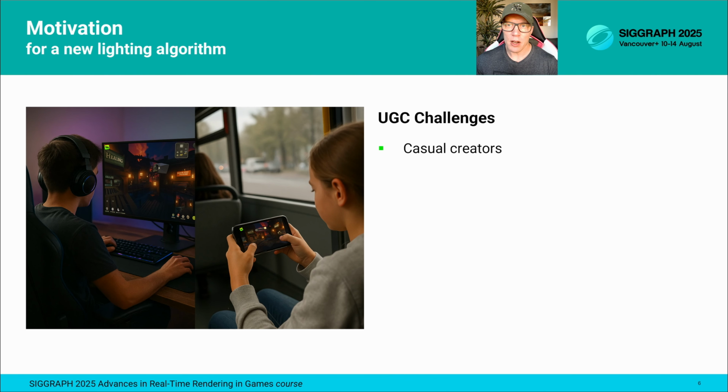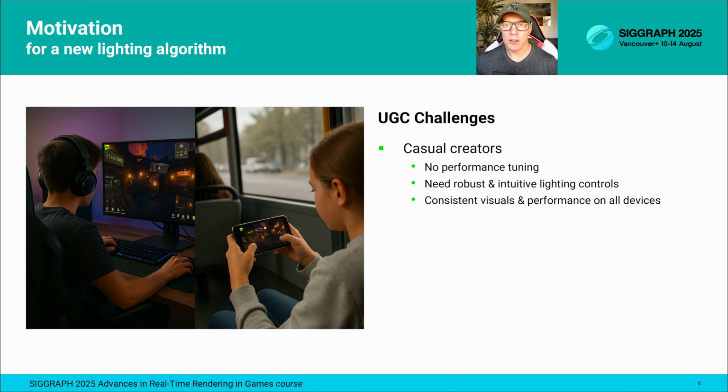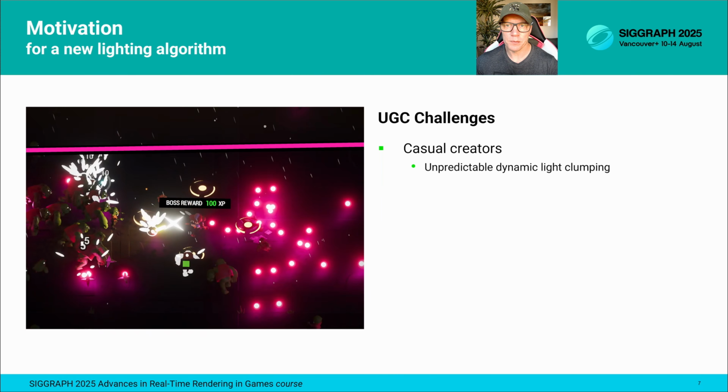From the user side, our platform is designed for casual creators, which poses some extra challenges for lighting. We can't expect our creators to understand performance trade-offs or tweak lighting parameters for different hardware. Lighting controls must also be intuitive and robust to make lighting the scenes simple and fun for our creators. And we must deliver consistent results whether the game is created on a high-end PC or phone and played on a budget Android device. The performance and consistency must hold up, or it could lead to gameplay-breaking issues.